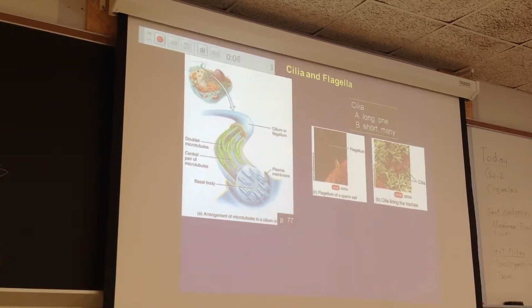Cilia and flagella. What's similar? Composed of microtubules. They move. They project from the outside of the cell, but there are some differences between the two. One of these is typically relatively long, but there's just one present. In the other situation, one of these, either cilia or flagella, will typically be present in large numbers on a cell, and they tend to be comparatively short.